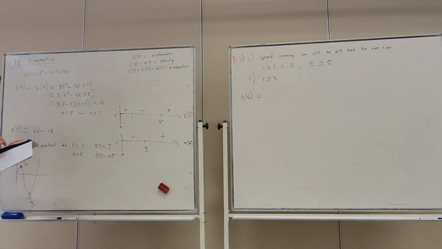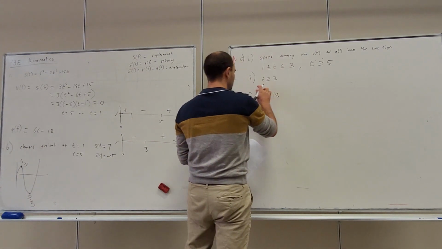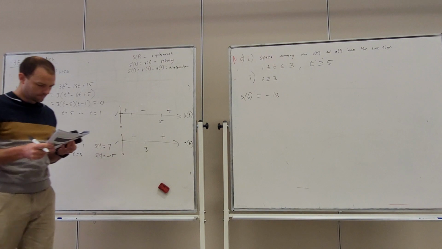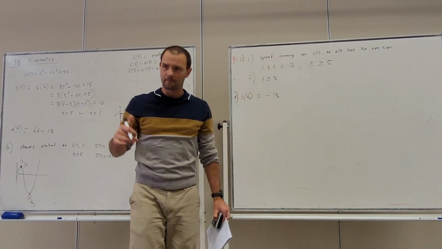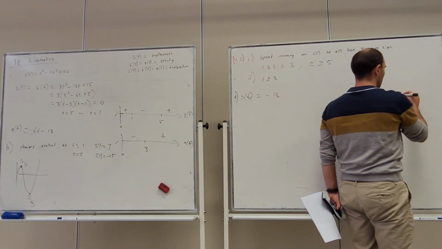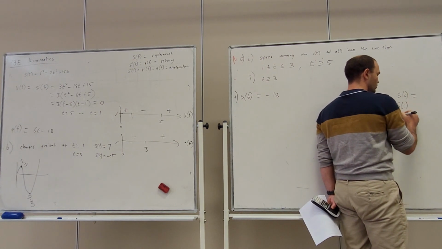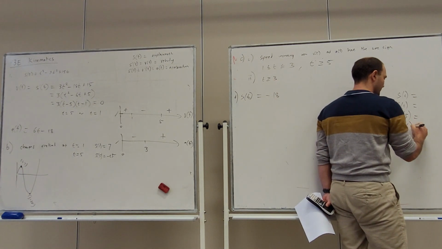When time is 6, what's the displacement? I've got minus 18. Okay, so that's finding S of 6. That's the first part of D. And in fact, for me to make a motion diagram, I'm going to list all of the important points. I need where does it start? All right, I need where does it change direction? We've already calculated those in part B. And then where does it finish?